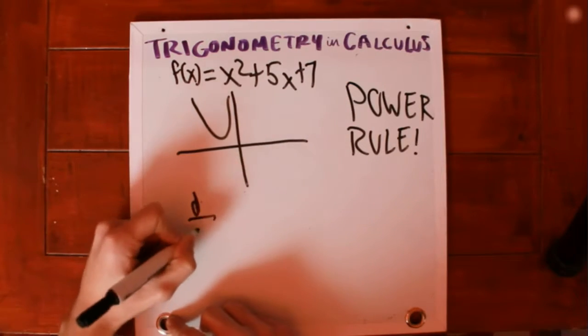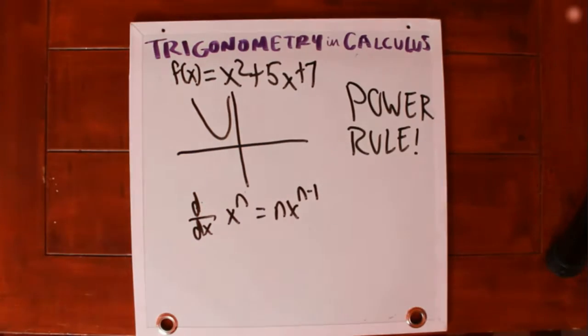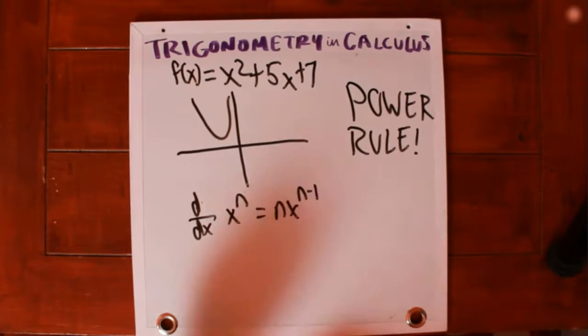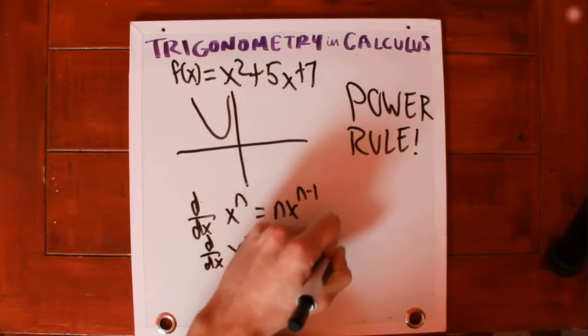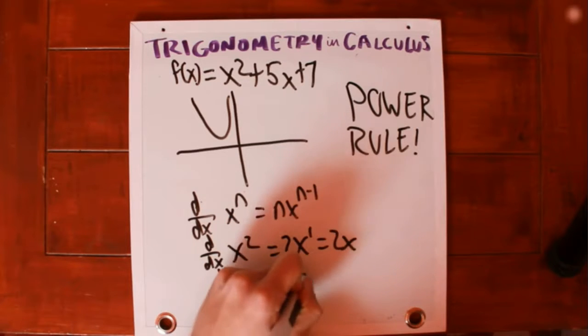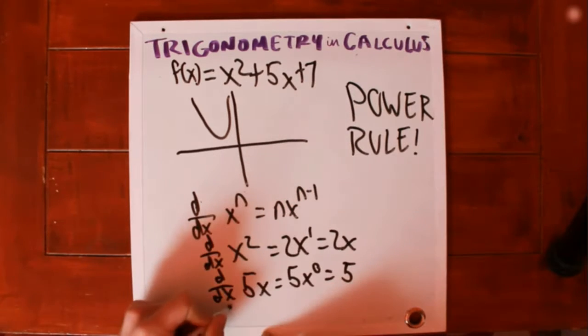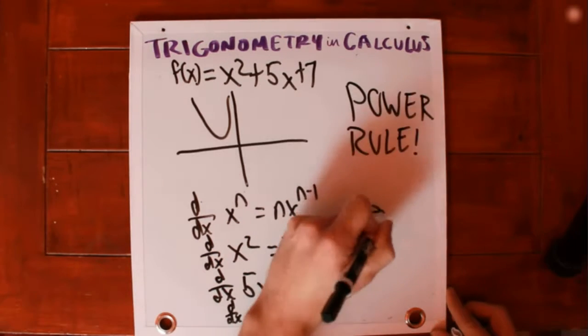The power rule states that the derivative of x to the power of n is equal to nx to the power of n minus 1. You multiply every x value by its exponent, then raise it to a power 1 less than the one it had before. Through this system, the derivative of x squared is 2x to the first, or 2x. The derivative of 5x to the first is 1 times 5x to the 0, or 5, and the constant value 7 just becomes 0.